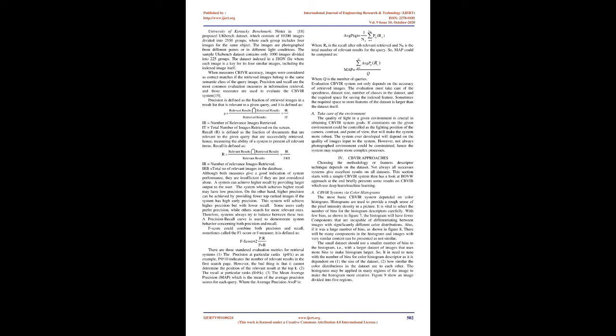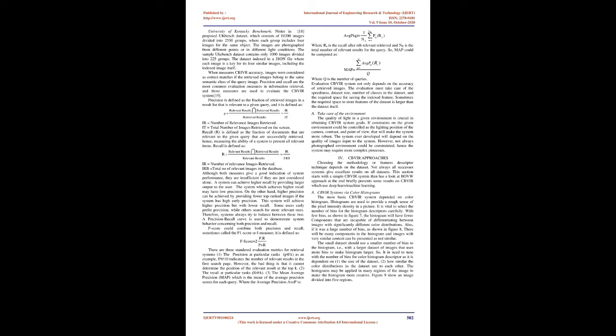Precision and recall are the most common evaluation measures in information retrieval, and these measures are used to evaluate the CBVIR system [19]. Precision is defined as the fraction of retrieved images in a result list that are relevant to a given query. Precision, P, equals IR over IT, where IR equals the number of relevant images retrieved, and IT equals the total number of images retrieved on the screen.